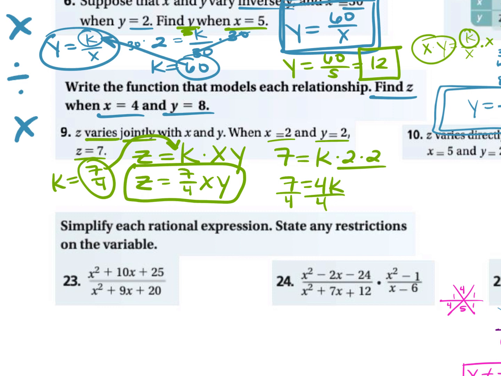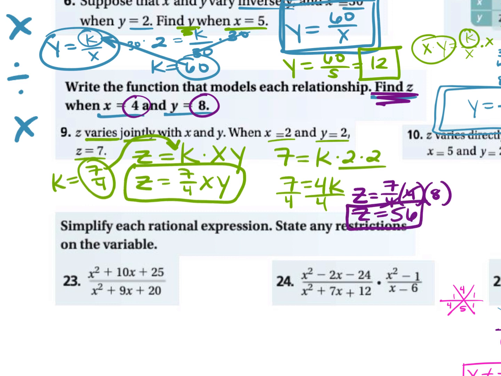So then it says find z if x is 4 and y is 8. So you're going to go z equals 7/4 times 4 times 8. And that, you can just plug that into your calculator, or 4 over 4 is 1, so 7 times 8 is 56. But if you want to just plug it in how you see it, that's fine too.